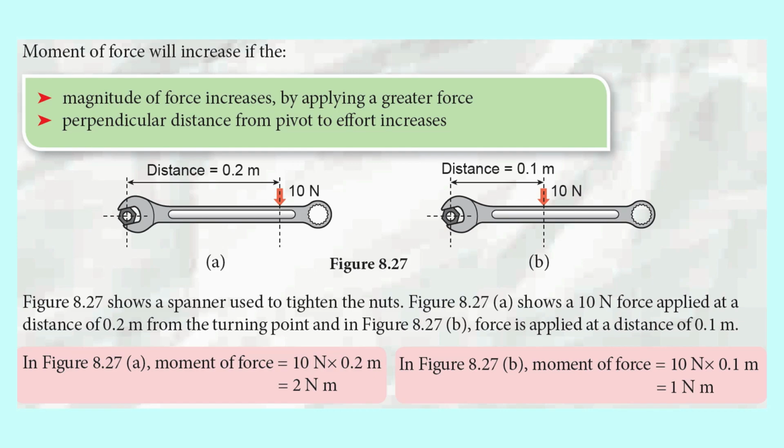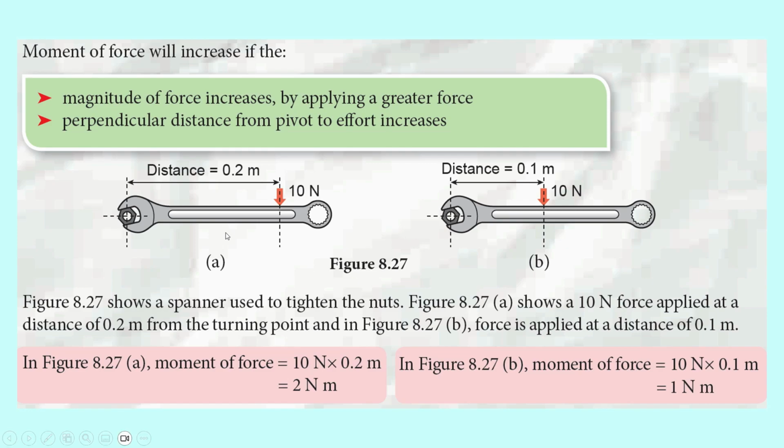Since the moment of force depends on the force applied and the perpendicular distance from the fulcrum to the force, we can increase the moment by increasing the magnitude of the force by applying a greater force. That is how you increase the magnitude of the force. Secondly, we can increase the moment of force if the vertical distance from the pivot to the force increases.